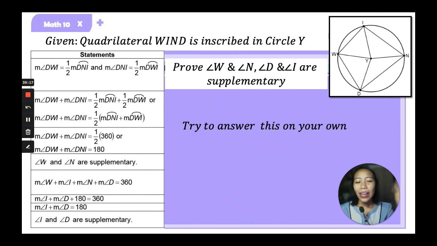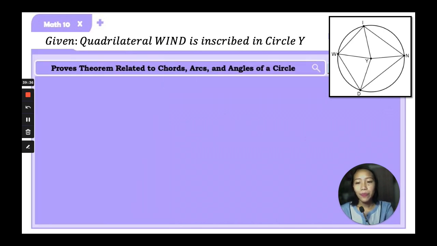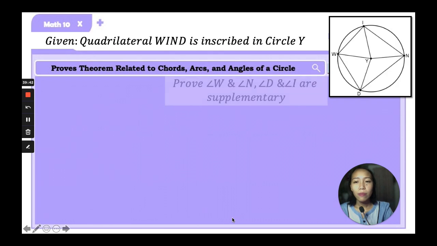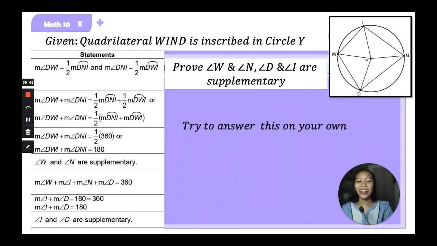Okay, here is another exercise for you to answer. Given quadrilateral WIND inscribed in circle Y, you are to prove this second part of the proof. Previously, this one is the continuation of that.